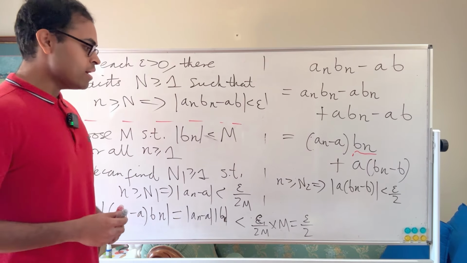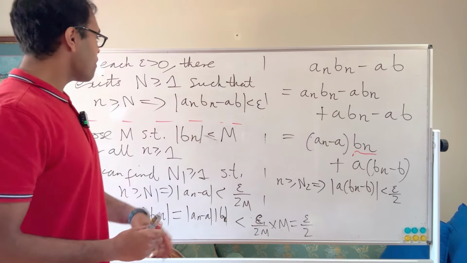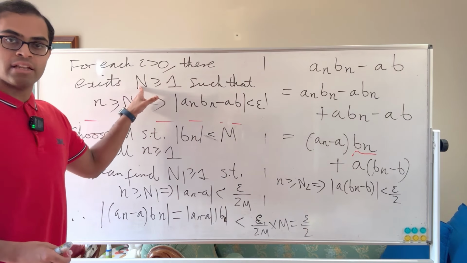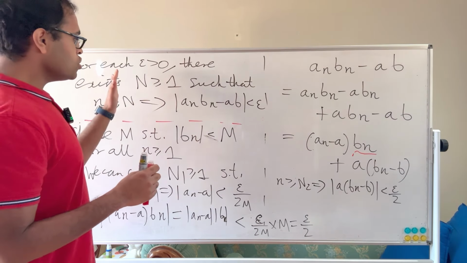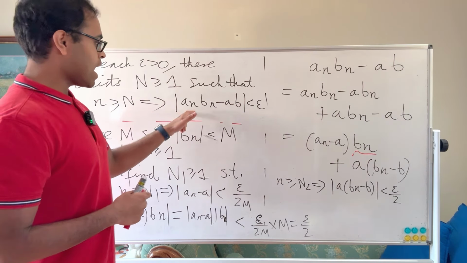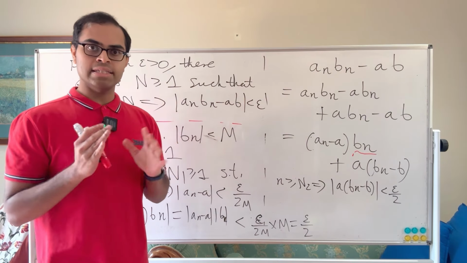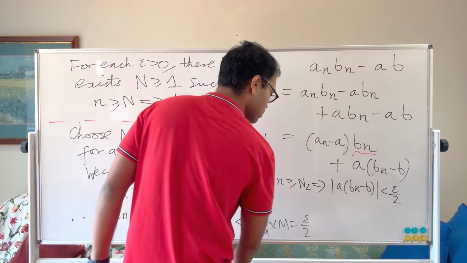Now what I'm going to do is combine the two to show our original statement: that there is a big N, so that no matter what epsilon we chose, we've already chosen our epsilon, we're going to show that for some big N, little n greater than or equal to big N implies that the absolute value of an bn minus ab is less than epsilon. And we're going to use that decomposition there. So let's go at it.